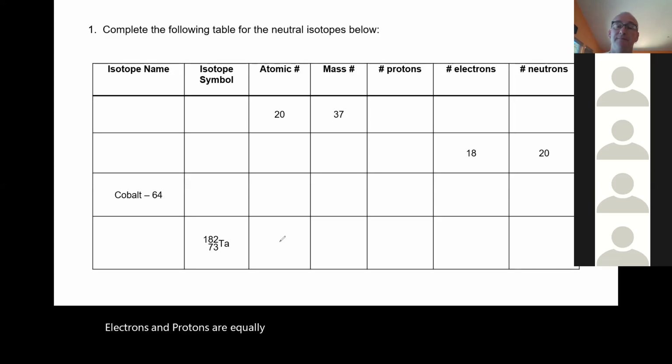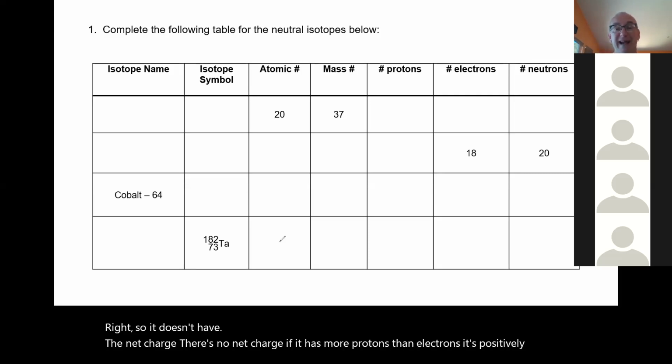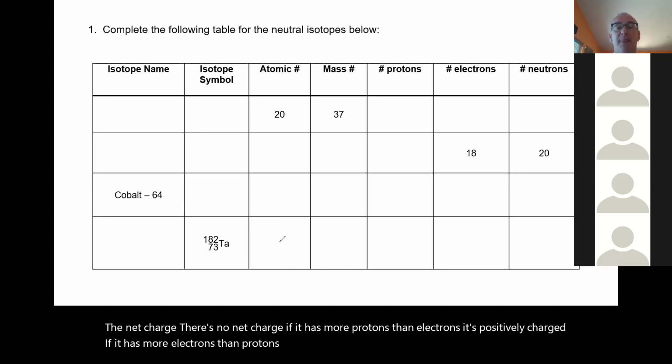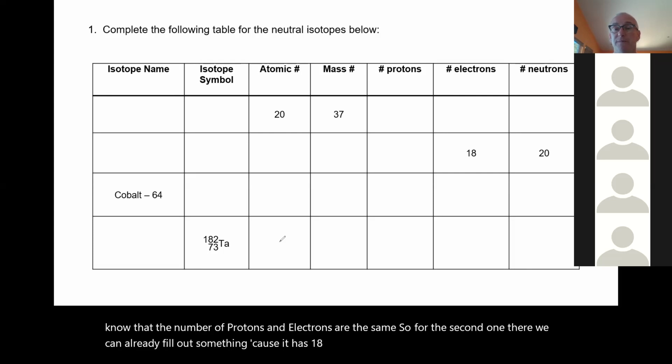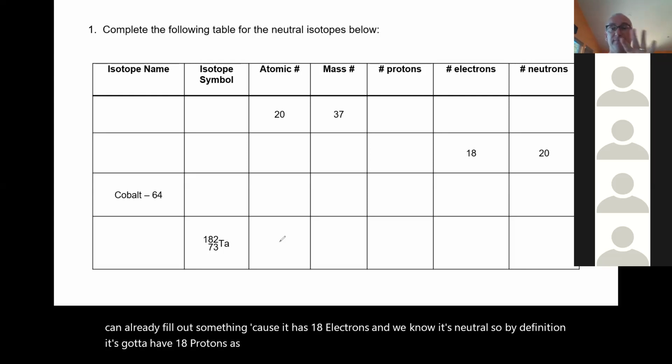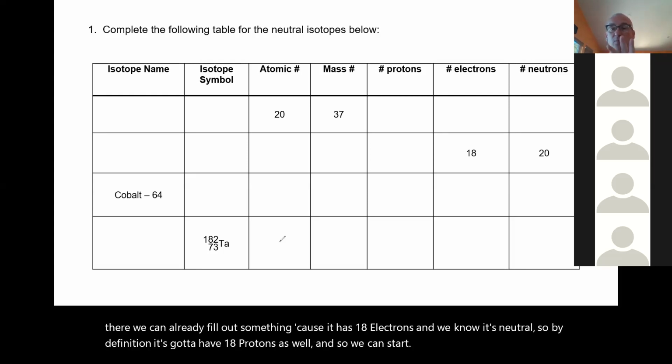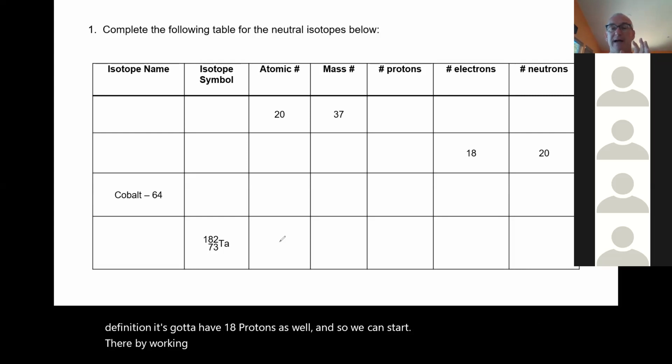That's right. So it doesn't have a net charge. If it has more protons than electrons, it's positively charged. If it has more electrons than protons, it's negatively charged. But because it's neutral, that lets us know that the number of protons and electrons are the same. So for the second one, we can already fill out something because it has 18 electrons and we know it's neutral. By definition, it's got to have 18 protons as well. So we can start there by working out what that particular isotope is.